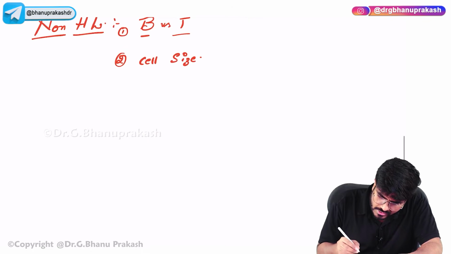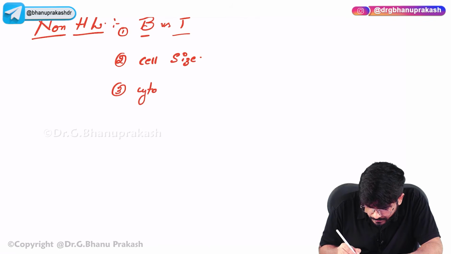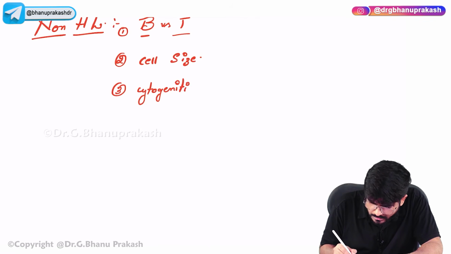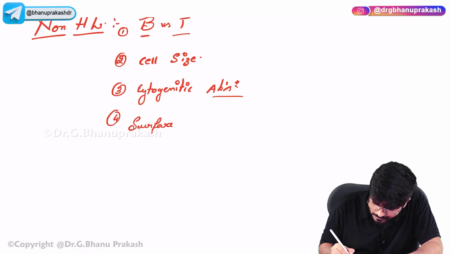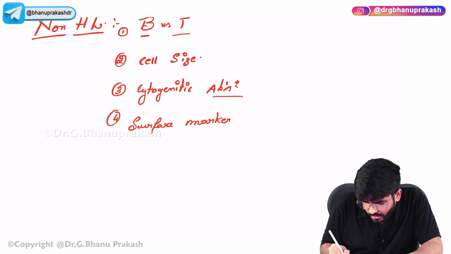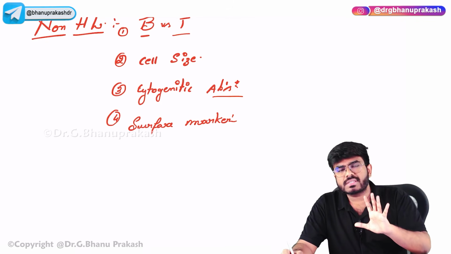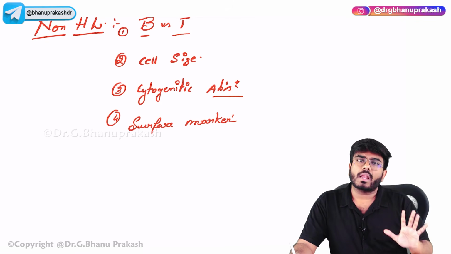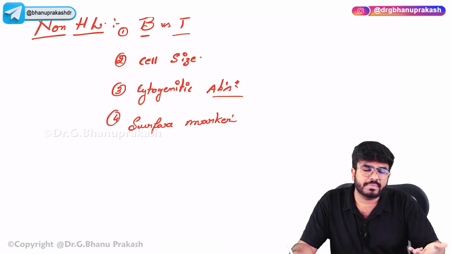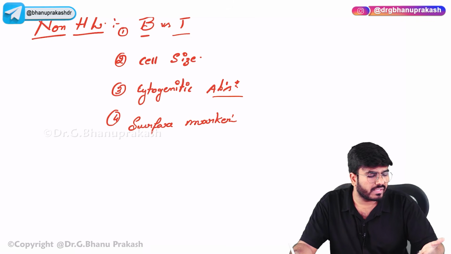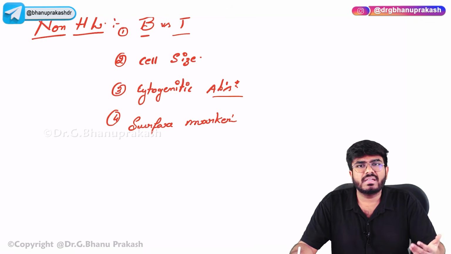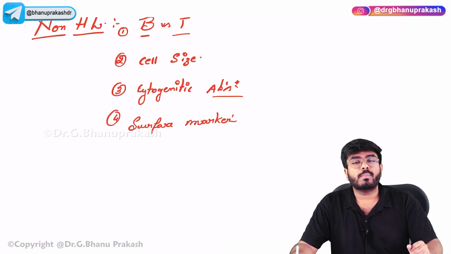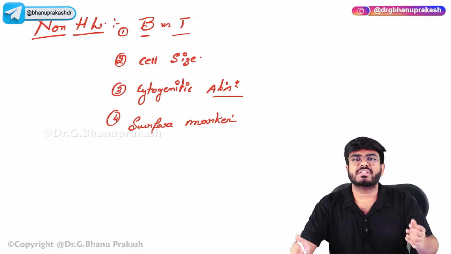There is also classification based on cytogenetic abnormalities, and based on surface markers. So what I am trying to put into your mind is, right now we are going to discuss the non-Hodgkin's lymphomas, no doubt. They are divided into many types. The classifications are based on whether the lymphoma is because of a B cell or a T cell, whether the cell sizes are large or small, the cytogenetic abnormalities, and the surface markers on the cells.